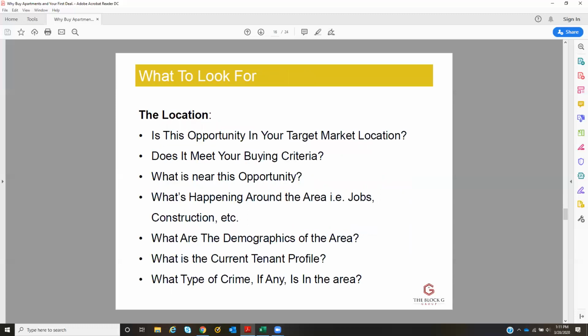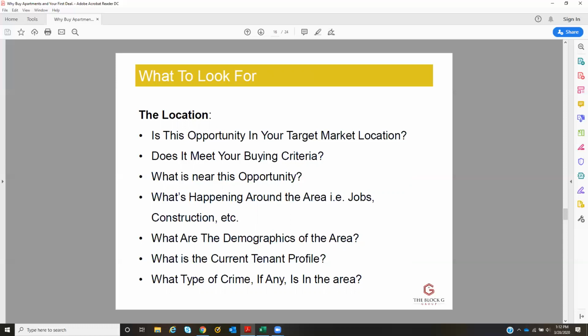So what are you looking for in an opportunity? You're looking for the location. What is the opportunity in your target market location? Again, if we're doing this for practice, it's not. But this is where you want to sit down. You've already done your practice, or you've got enough practice, and you want to start on your target market. What do you look for? Does it meet your buying criteria? Do you have a buying criteria? Everybody should have one of those.